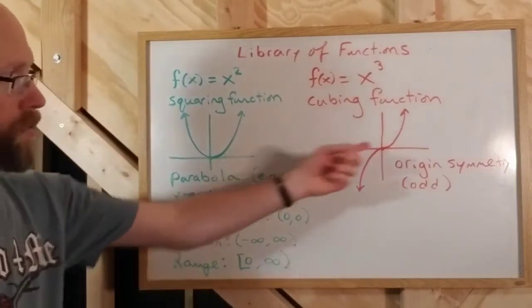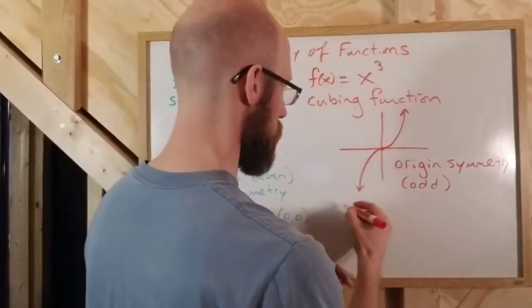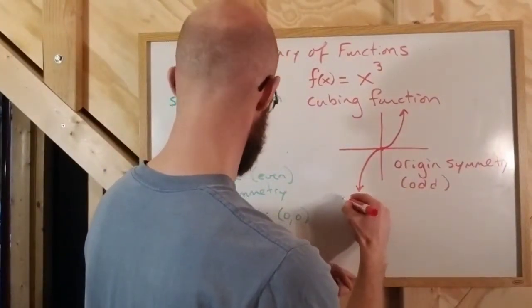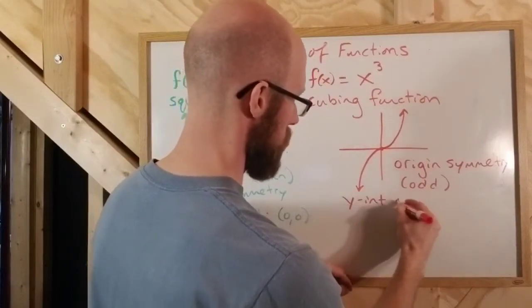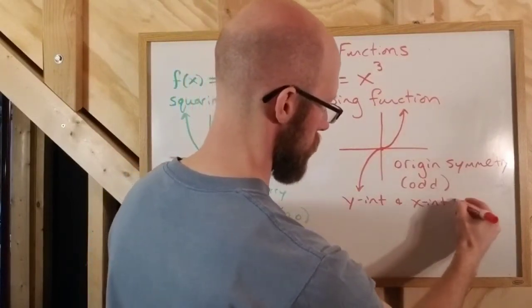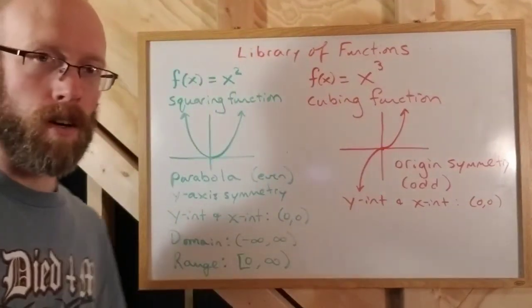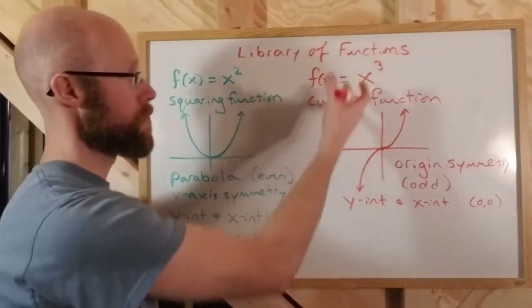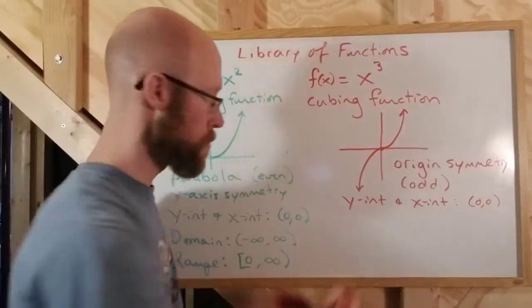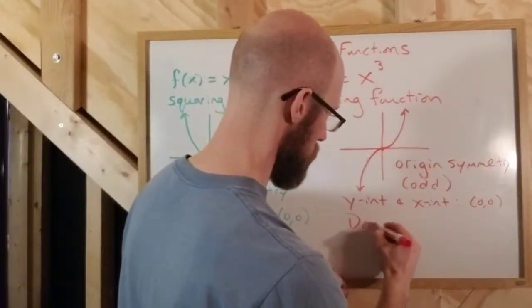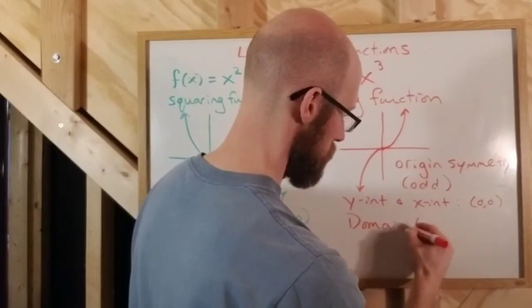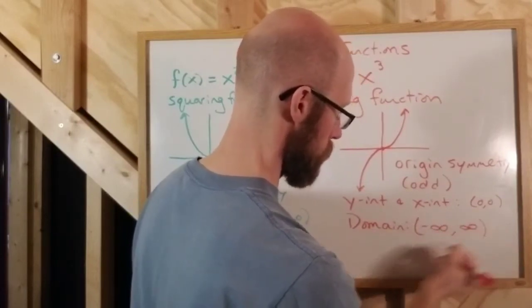Again, the x and y intercepts are at the origin, so that's nothing new at this point. So the y-intercept and x-intercept are going to be at the origin. The domain, like all the rest of the domain so far, is all real numbers. No matter what I plug in, I can always cube a number. So the domain is negative infinity to infinity.